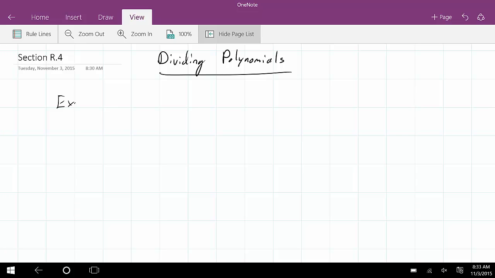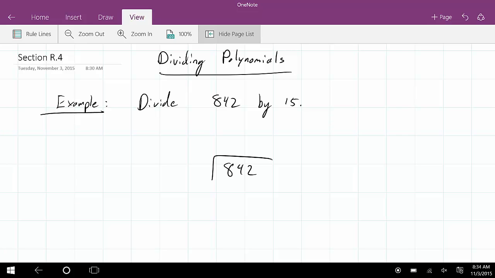So this is an example. Let's divide 842 by 15. Okay? So we have 842, and we're going to divide that by 15. So 15 will not go into 8, but it will go into 84, and it'll go into 84 5 times. Then we multiply 5 by 15, and we get 75. And then we subtract, and our result is 9.